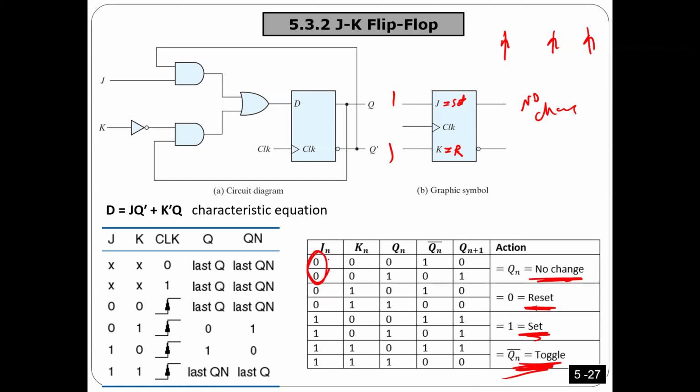So now, guys, I have 4 options here based on the value of J and K. If I put 0, 0, no change. This is the first option. If K is 1 and J is 0, you are going to make a reset. If J is 1 and K is 0, you are going to make a set. If it is 1, 1, we are going to make a toggle. So it's a new option, toggle. You can complement the stored value. Any questions?